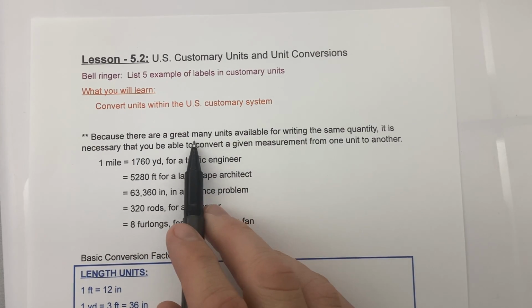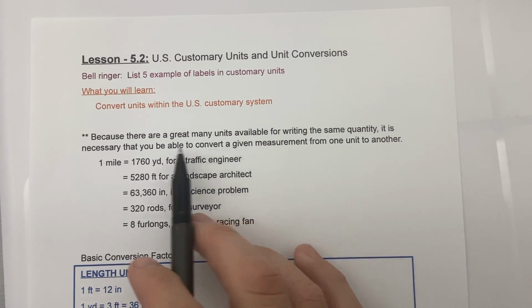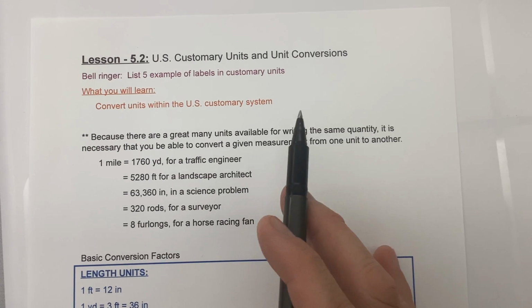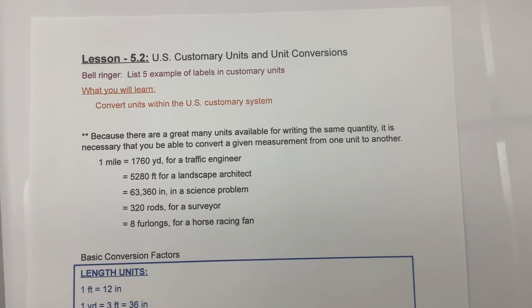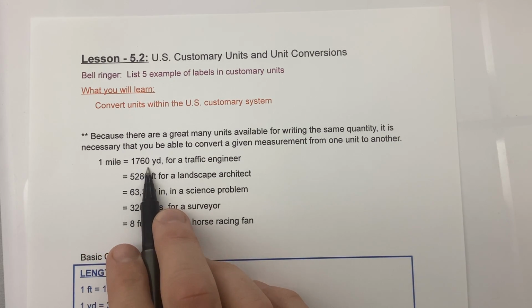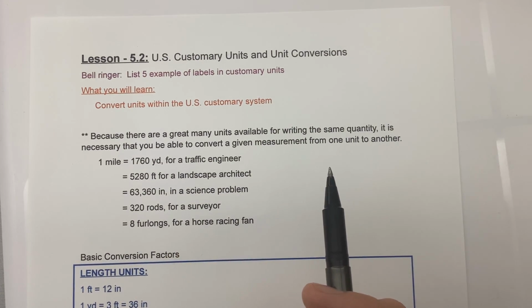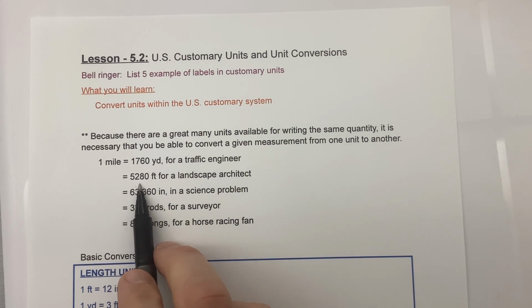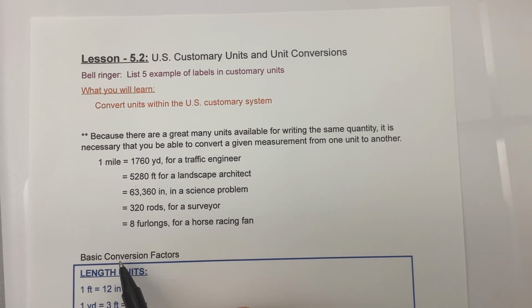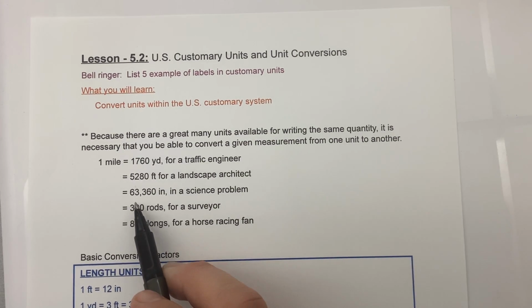But because there are a great many units available for writing the same quantity, it's necessary that you be able to convert a given measure from one unit to another. There's a time when we're going to be using inches, and then there's a time where we don't want to be using inches. Maybe we want to use a bigger unit like miles, and so forth. So a couple to keep in mind: 1 mile is equal to 1,760 yards. Might be used for a traffic engineer. 5,280 feet, maybe a landscape architect is going to use that one. Science project, maybe we want to get a little bit more accurate, so we're going to say that's equivalent to 63,360 inches.